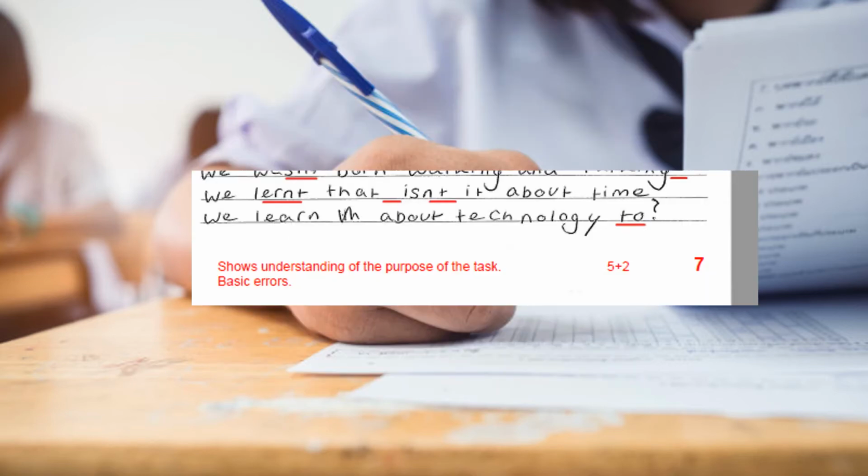Here's the ending then. We learned that isn't it about time? We learned about technology too. And you can see the exam board there have said it shows some understanding of the purpose of the task, but has many basic errors. They've awarded 5 for communication, but 2 for its technical accuracy, giving an overall mark of 7.